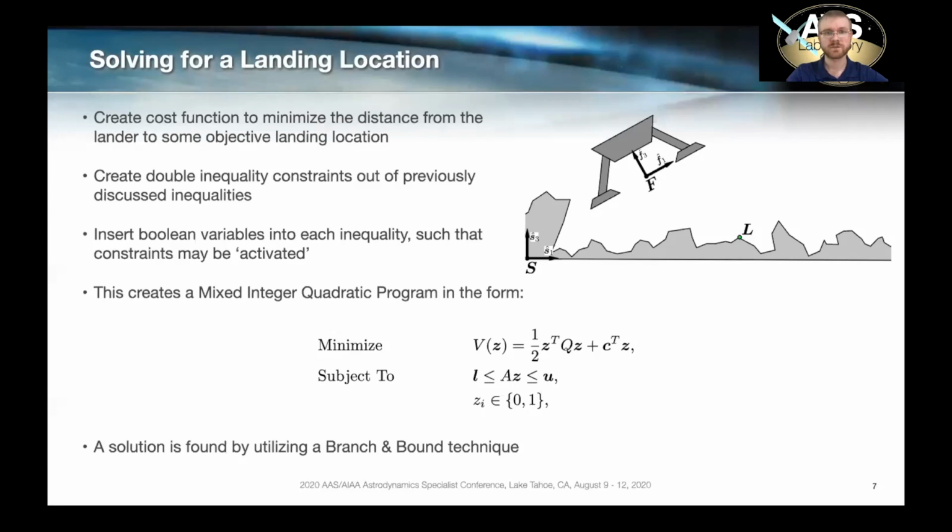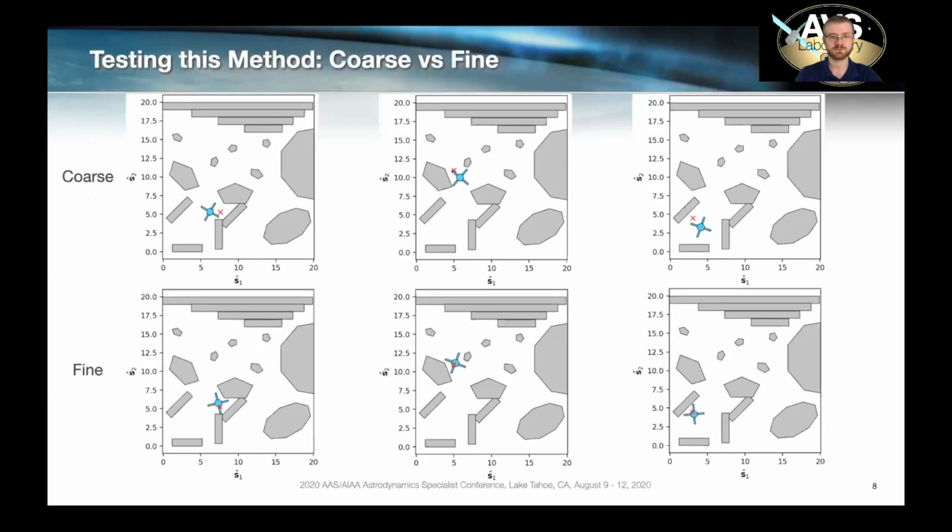The algorithm written to solve this problem is capable of searching multiple local minima. However, a maximum number of iterations has been imposed for performance reasons. This algorithm was tested on both the coarse and fine searching sets, so that the performance of each set could be compared alongside the overall performance of the algorithm itself. In these figures, you see the surface hazards colored in gray, the lander colored in blue, and the red X marking the objective landing location.